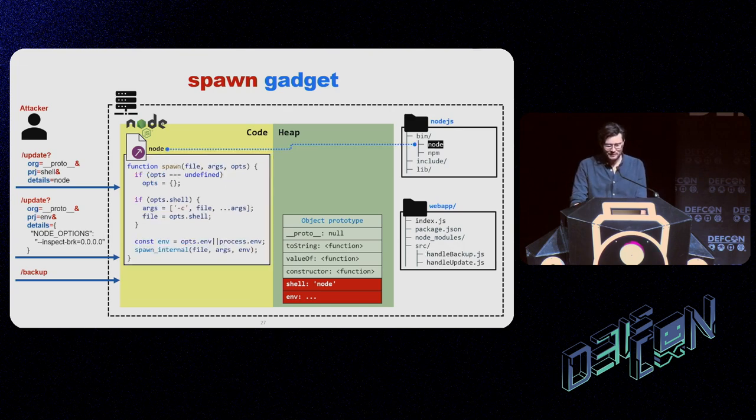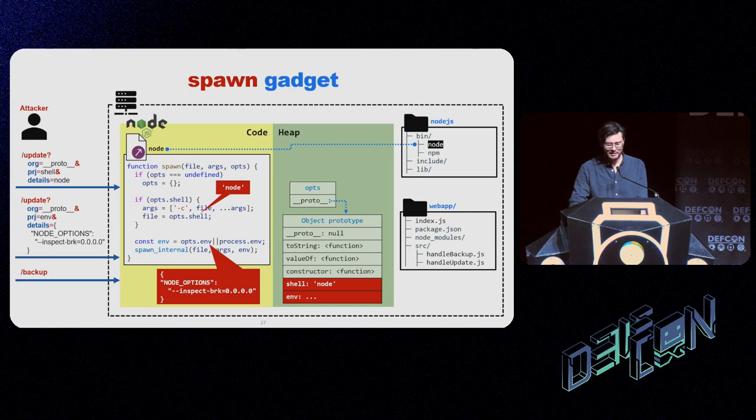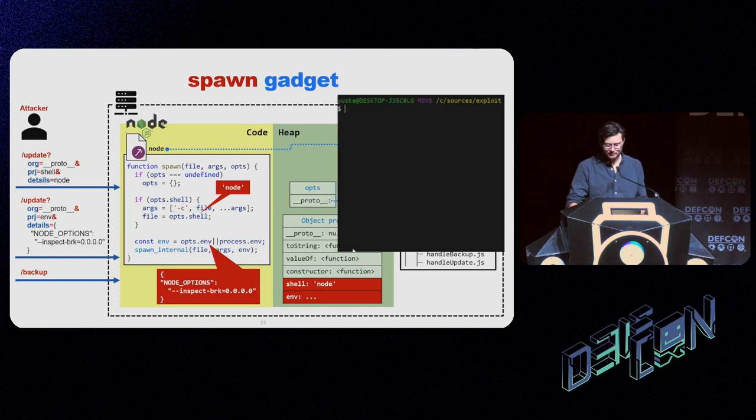Let's see what happens. When spawn executes, it reads the values of shell and env from the prototype. It allows the attacker to run Node.js in debugging mode by controlling environment variables and connect remotely to execute arbitrary code. For this, we implemented the shell based on the Node.js remote debugging protocol. You can see the short demo on the slide.